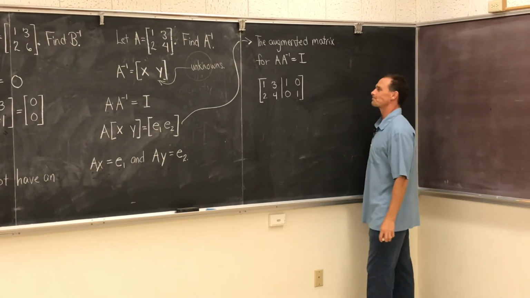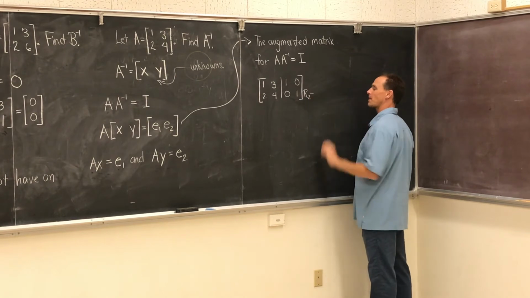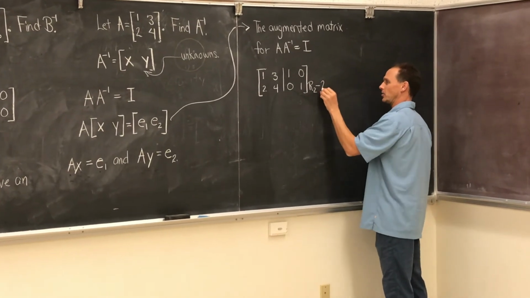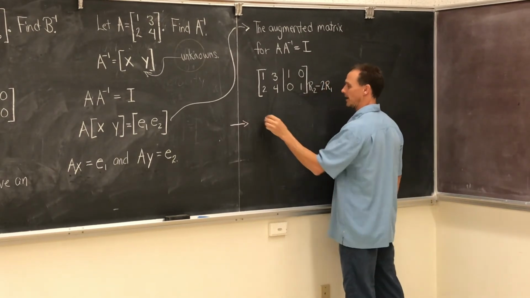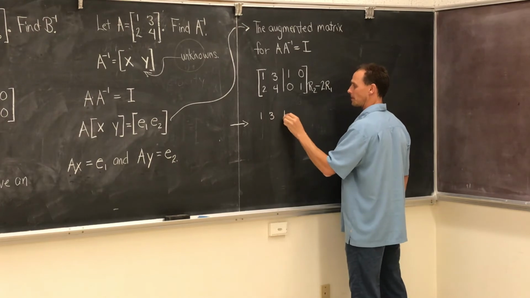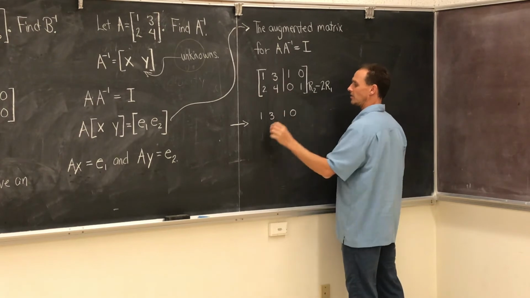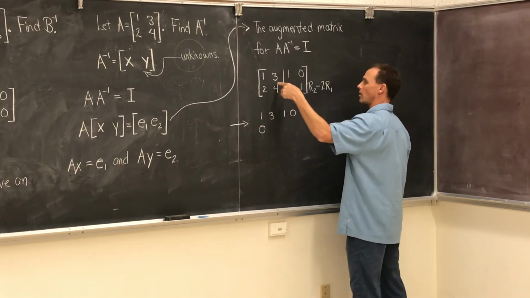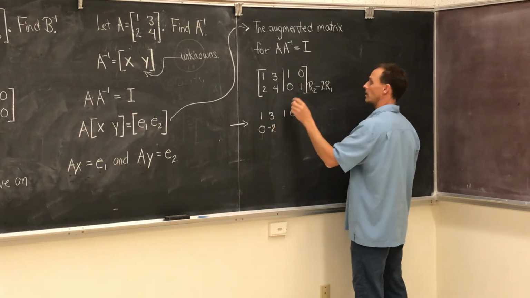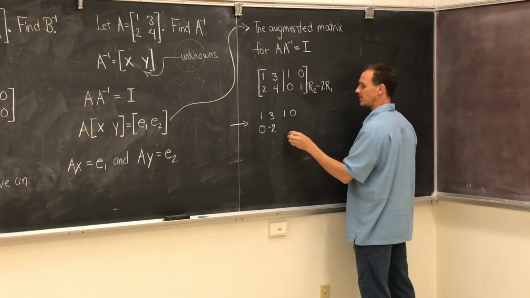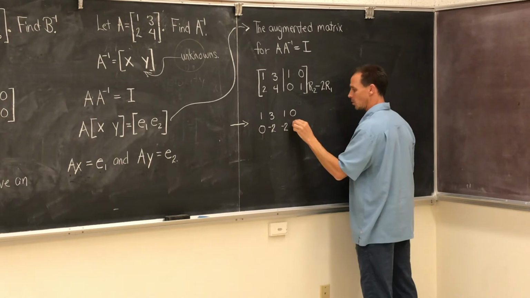So, I think I'm going to start by working on row 2, and I'm going to subtract 2 row 1s. So let's write an arrow. So I have 1, 3, 1, 0. My first row is unchanged. So 2 minus 2 is 0. 4 minus 6 is minus 2. 0 minus 2 is minus 2. 1 minus 0 is 1.